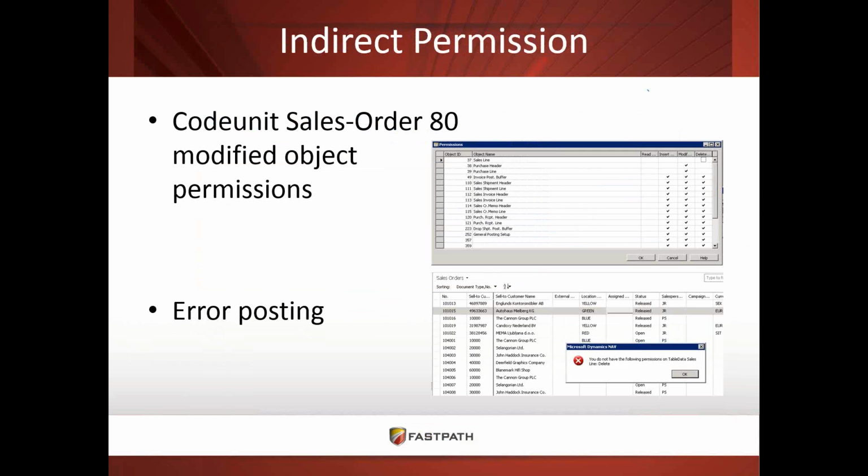And you'll see here on the bottom right I got an error message saying you do not have the following permissions on table data sales line, and it's looking for the delete permission. That's because on my user level I just have indirect permission to that table. I removed the other half of the access that I was getting through the code unit. With those two combined, I'm still only left with half my access, and it throws an error. So that's a little bit of a demonstration on how the indirect permission works.